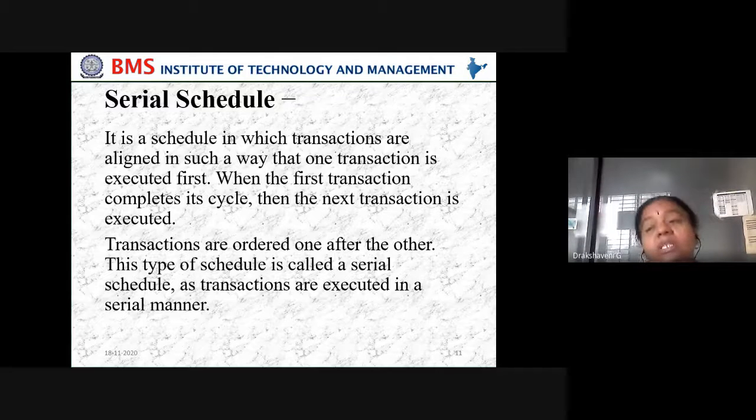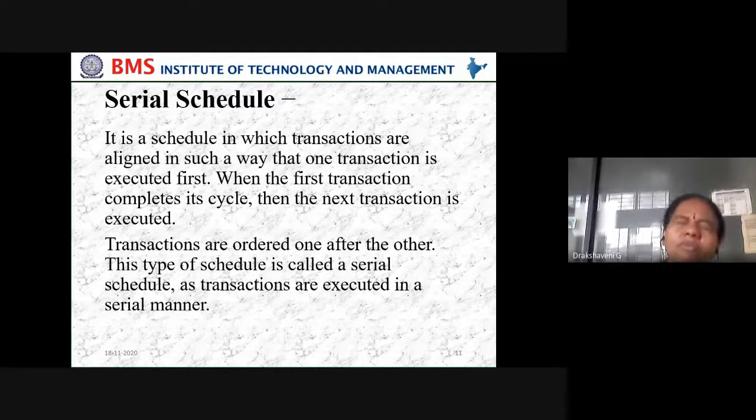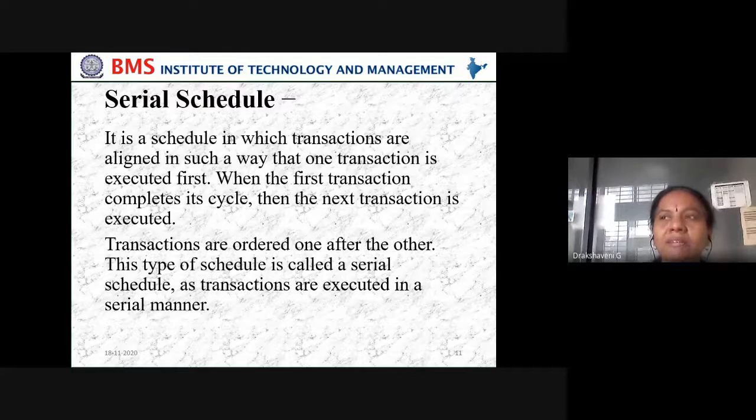Same way, your USNs are being ordered. First, we call first 1 to 10 USN, then 11 to 20 USN. Like this, we call, that is what a transaction is. Transactions are ordered one after the other. This type of schedule is called a serial schedule, as transactions are executed in a serial manner.